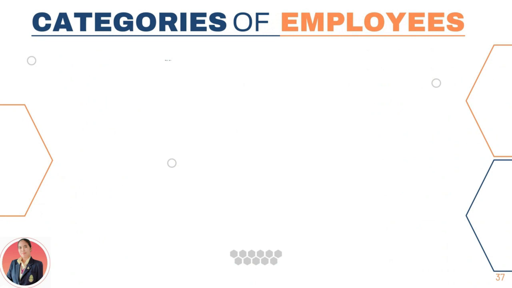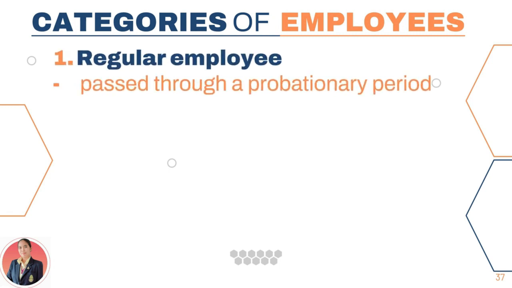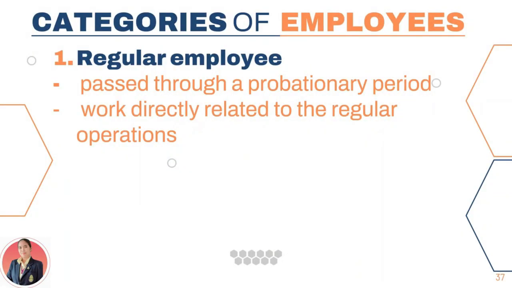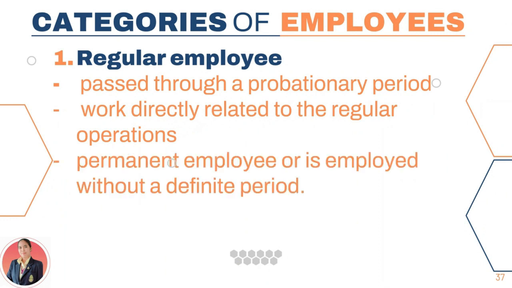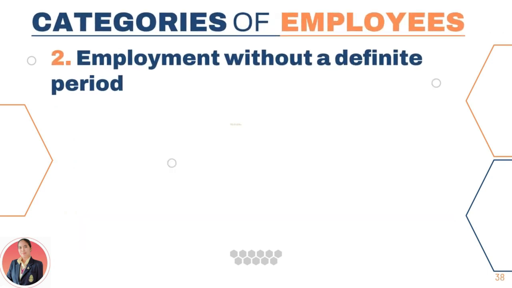Employees and workers usually fall under different categories according to the nature of their job or their status of employment. First is the regular employee. It is a person who, having passed through a probationary period of employment, is placed on the regular rolls of the agency. The one who is assigned to perform work directly related to regular operations of the firm. It is also sometimes called a permanent employee or is employed without a definite period. The employer may not terminate his service except for a just cause or when authorized by law.